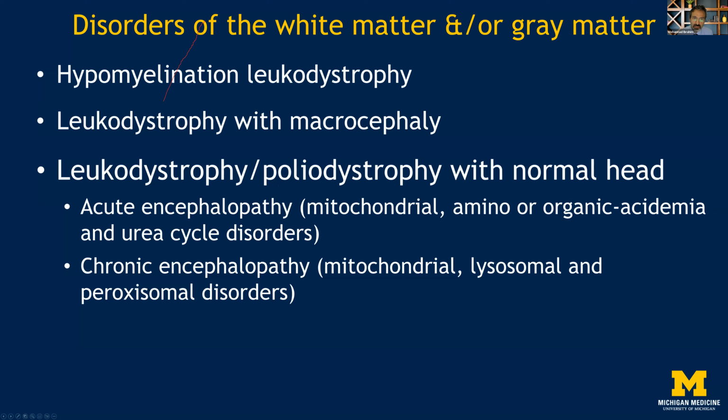And then again, we can benefit from the clinical presentation. Is this an acute encephalopathy? We want to think of mitochondrial or amino-organic acidemias and urea cycle disorders. Or is this a chronic progressive process? Then you want to think of mitochondrial, lysosomal, or peroxisomal disorders.